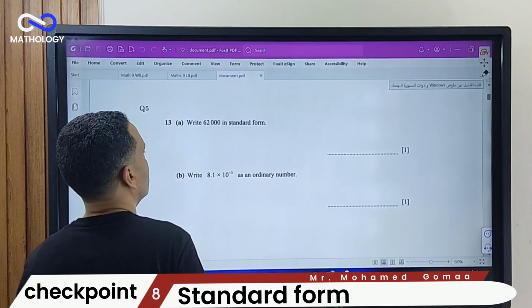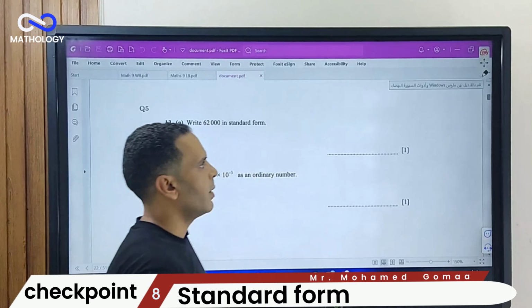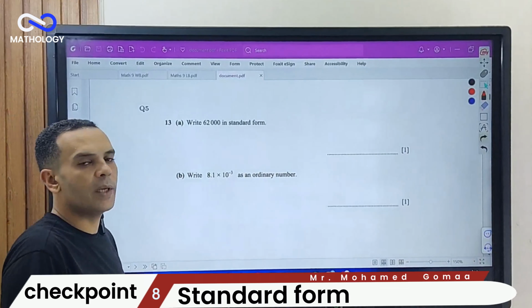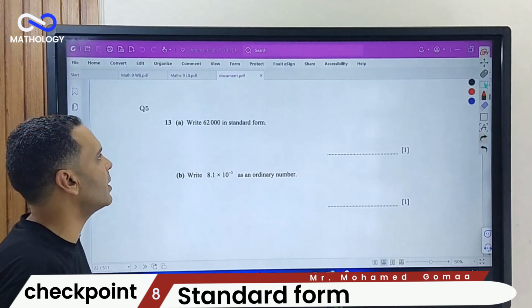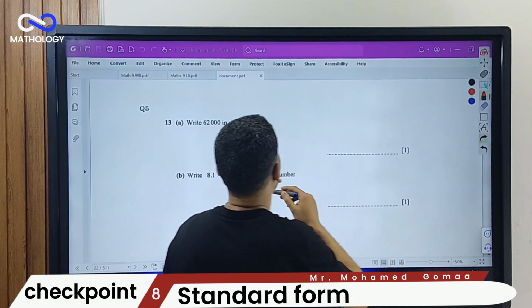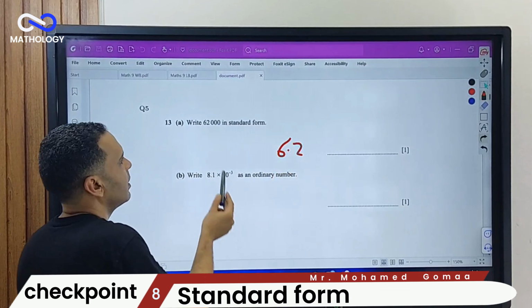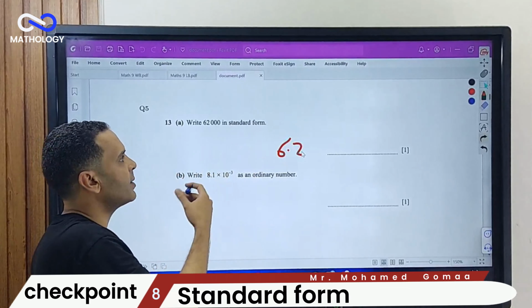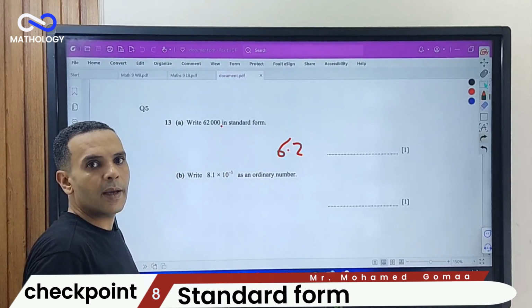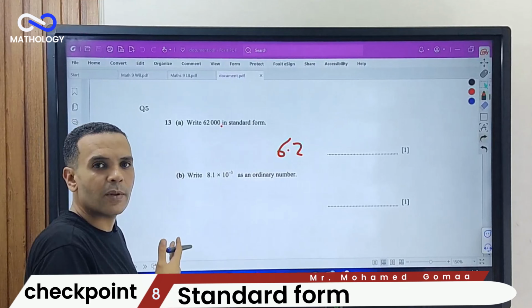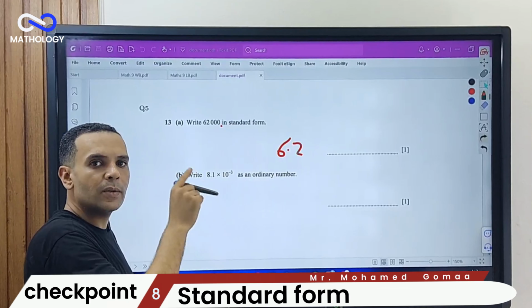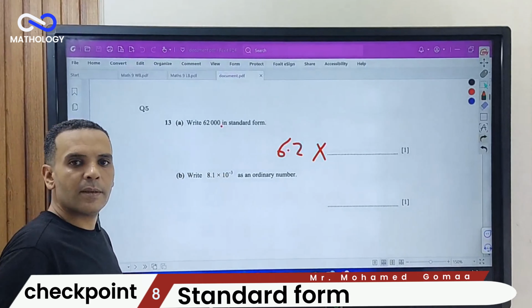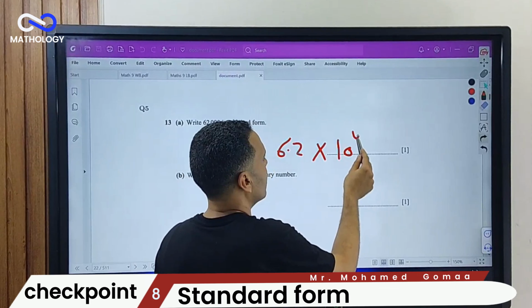Last question, write 62,000 in standard form. Remember, standard form, you must write the number in two factors. The first one between 1 and 10, greater than or equal to 1, smaller than 10. It will be 6.2. Why? Because 6.2 is between 1 and 10, and I get it from the original one. I can't see the decimal, so the decimal is on the right. I have to move the decimal 4 places to the left till I reach between 6 and 2. It will be 6.2, and I move the decimal 4 places to the left. It will be 10 power 4, like this one.